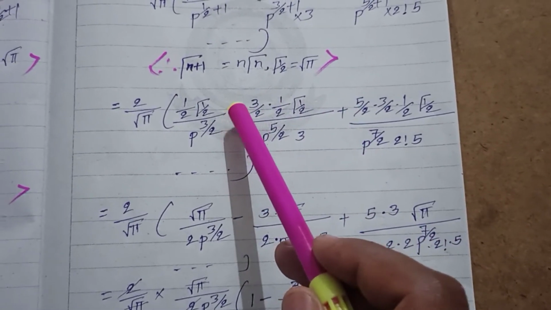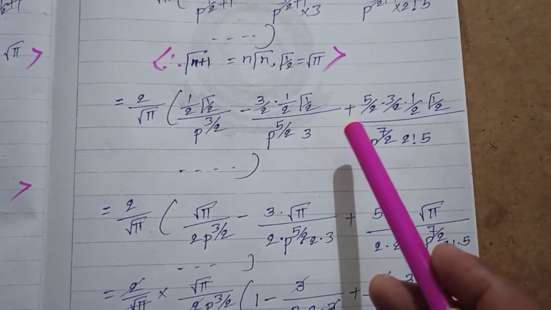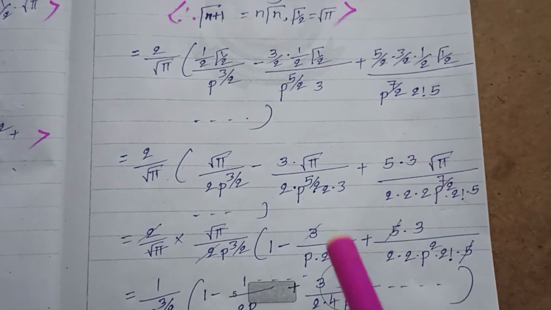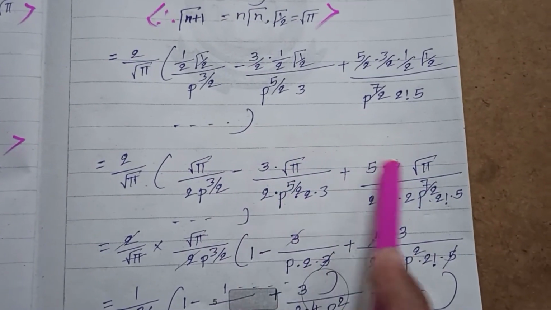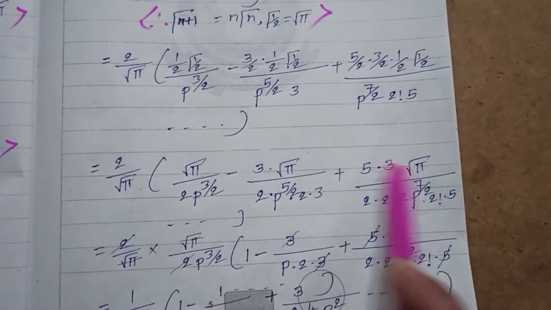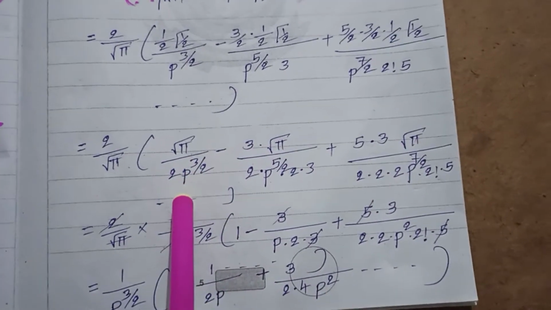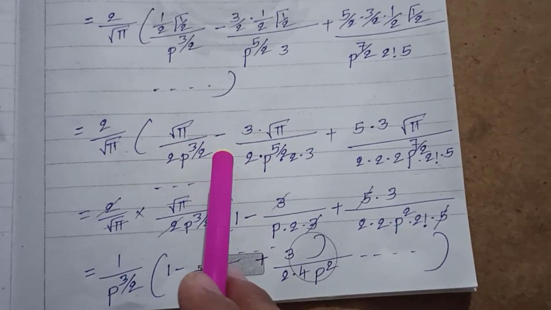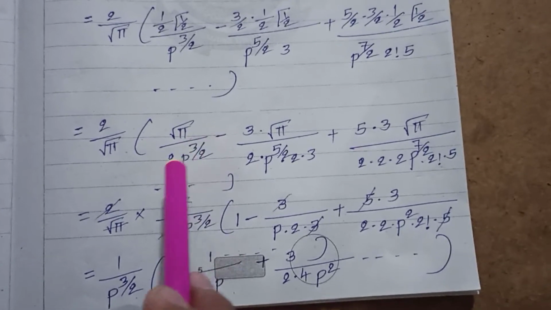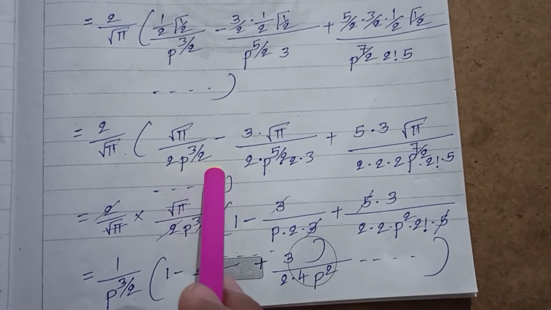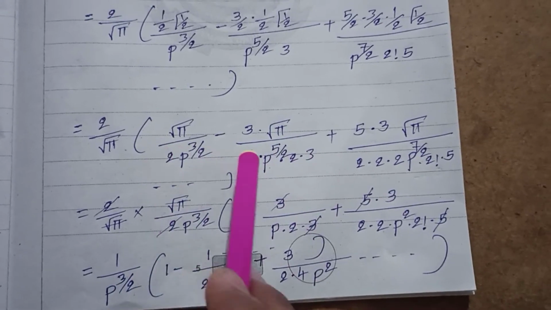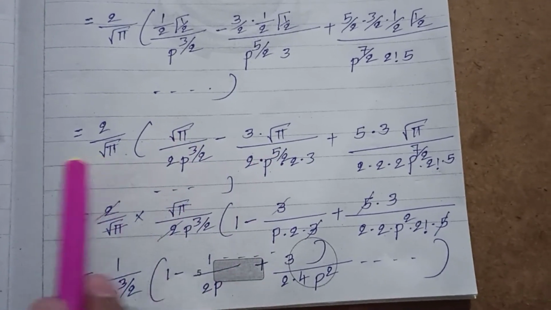Here, in place of gamma of 1 by 2, you substitute square root of pi. That's all. By doing some small simplifications, we will get this one. In this one, we are going to take common square root of pi by 2 p power 3 by 2 from all these terms, taking the first term common.